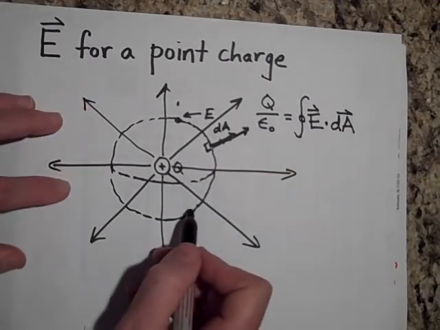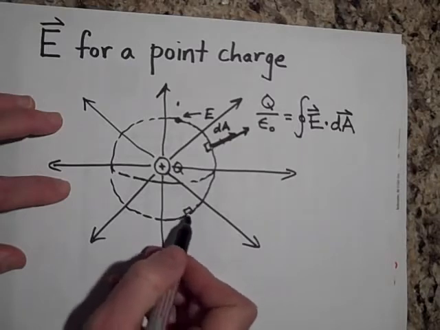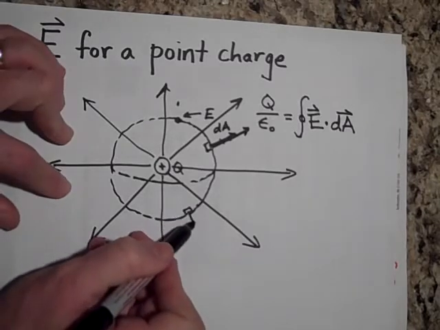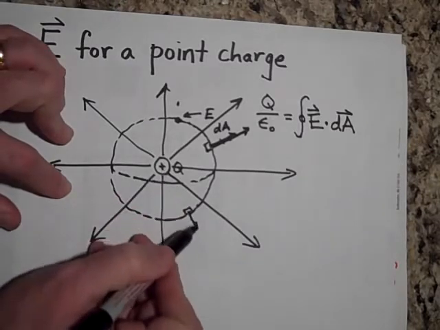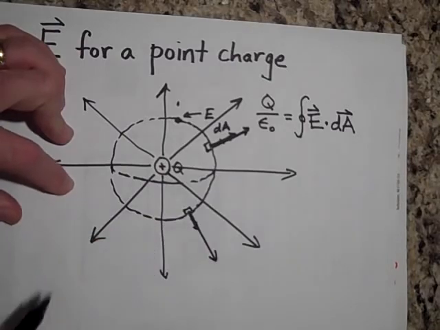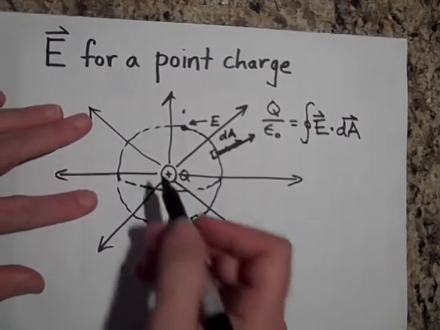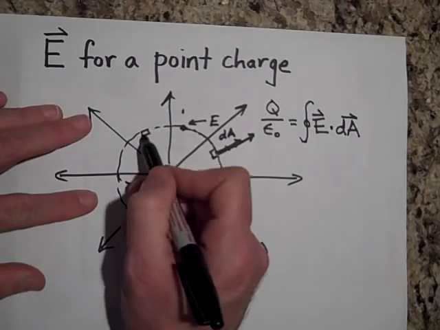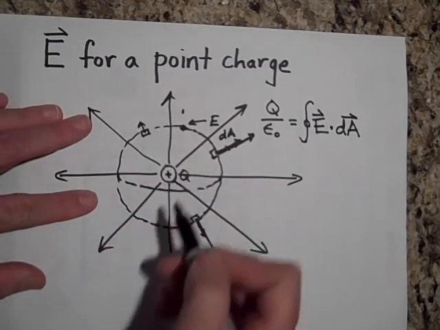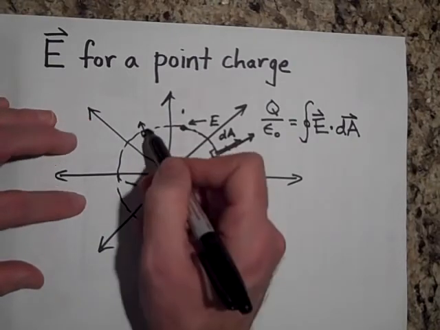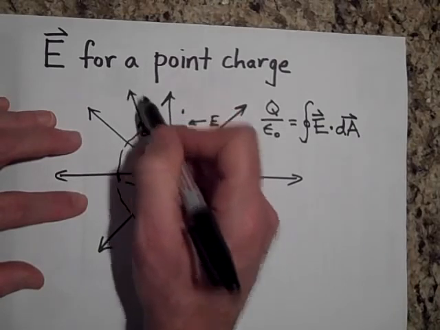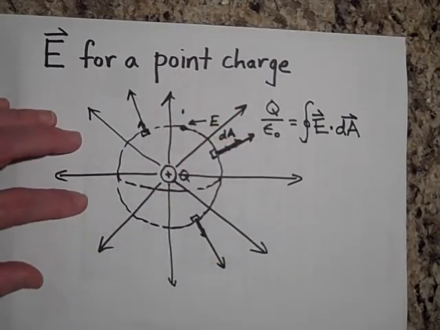Same thing right here. Here's your E. Here's your dA. And here's your E. And they're parallel to one another. And let's just do one more. Here's your dA. That's the little area dA. And the E is this way. And so they're parallel to one another.